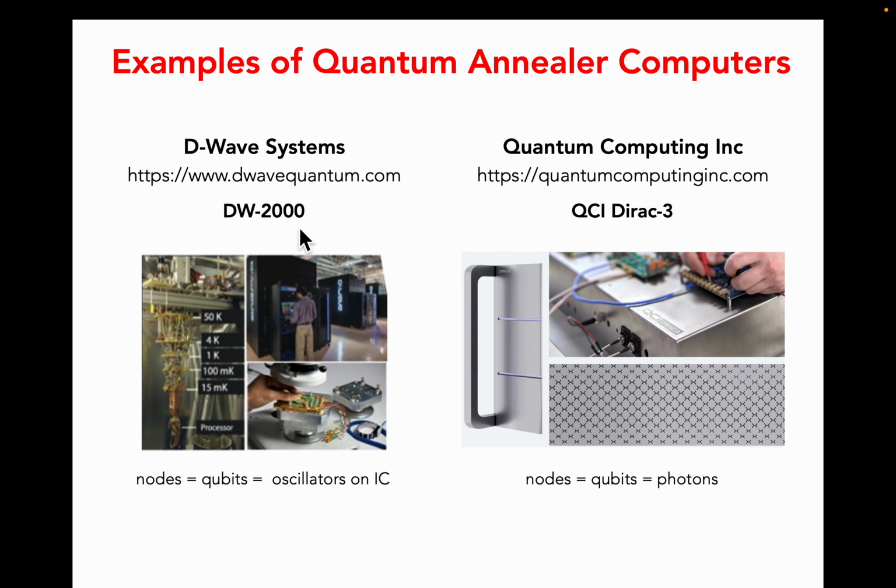This is the DW2000 from D-Wave Systems. Here, the nodes, or the qubits, are little electrical oscillators that are built into integrated circuit chips. And this is the QCI Direct 3 made by Quantum Computing Inc. And here the nodes or the qubits are photons or little pieces of light.